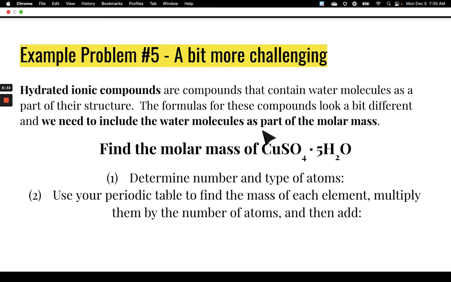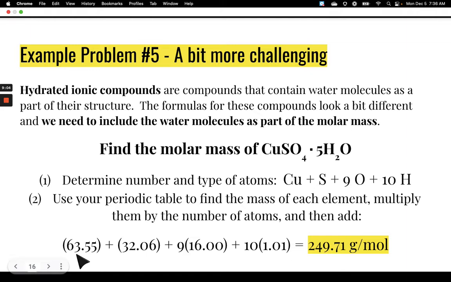It's just saying the whole formula for this hydrated, meaning having water in it, ionic compound, is this whole thing. And that dot actually means plus. So what you're going to do is find copper, find sulfur, have 4 oxygens, and then add the mass of 5 waters to it. So you're going to determine the number and type of atoms, use your periodic table to find the mass of each element, multiply them by the number of atoms, and then add.